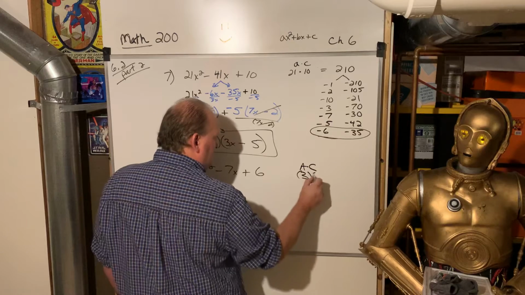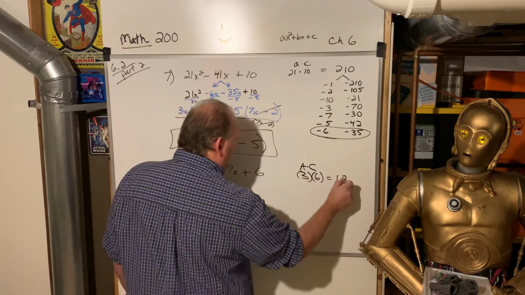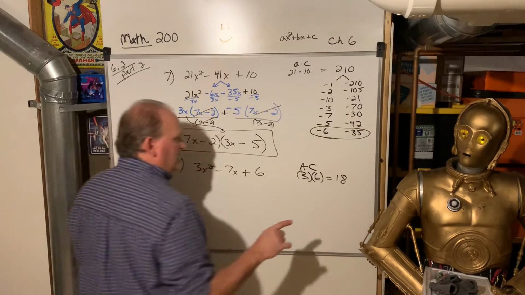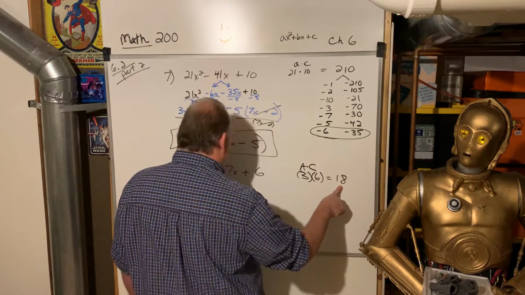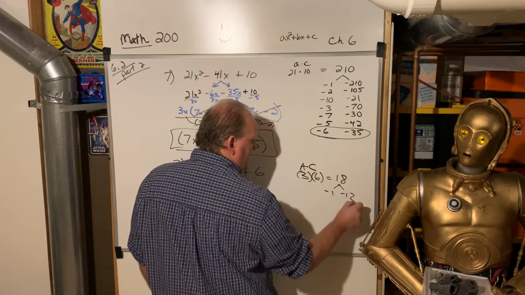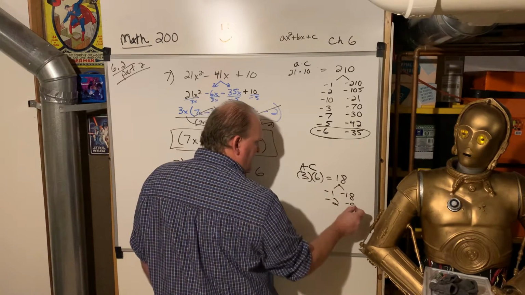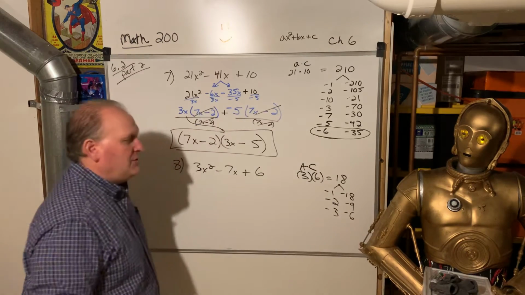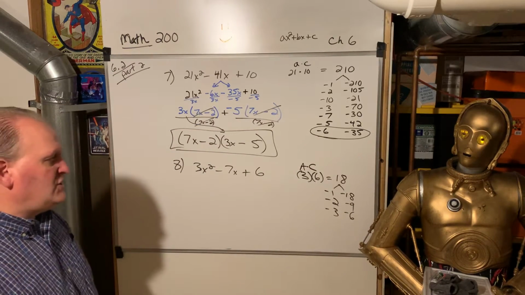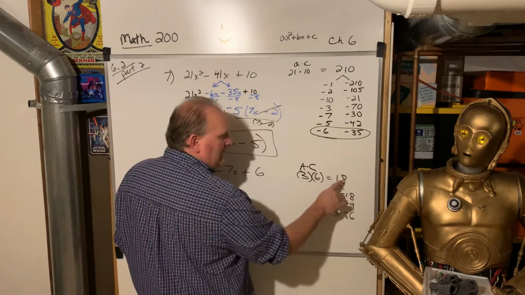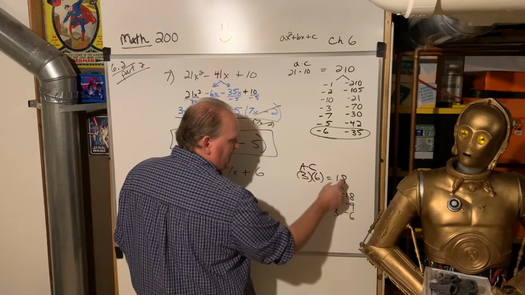3 times 6 is 18. And now I'm going to look at every possible version that multiplies to be 18 but adds up to be a negative. So it's got to be negative, negative. Negative 1, negative 18. Negative 2, negative 9. Negative 3, negative 6. Now, you have to play the cards you were dealt. Don't try to change the game here. We've got a negative times a negative is a positive.